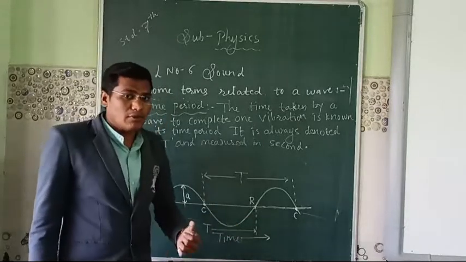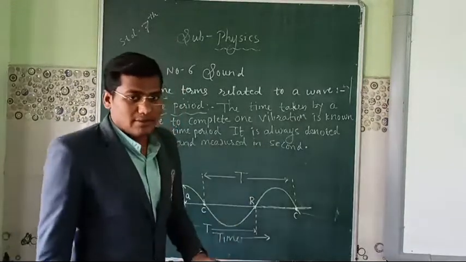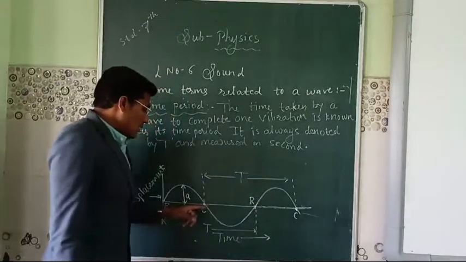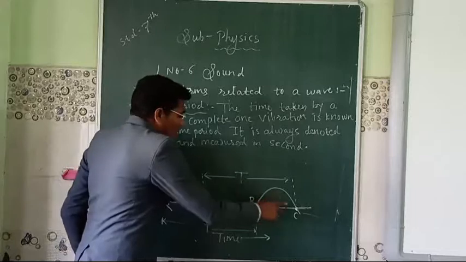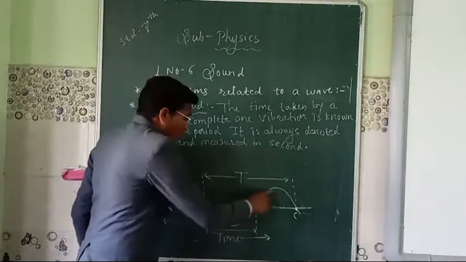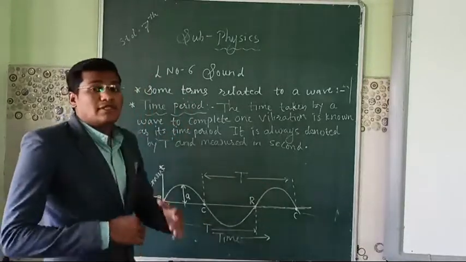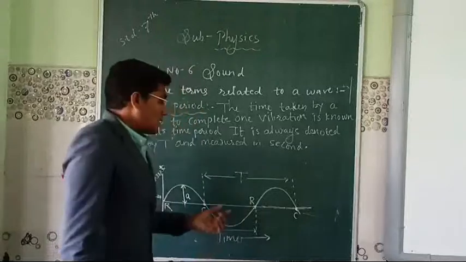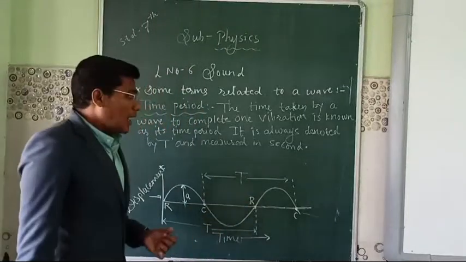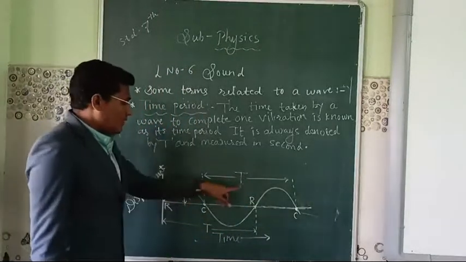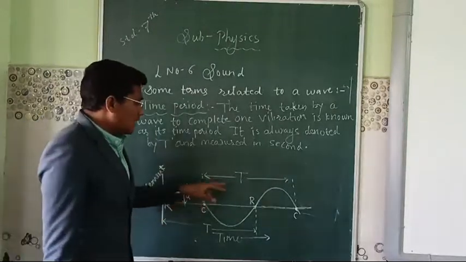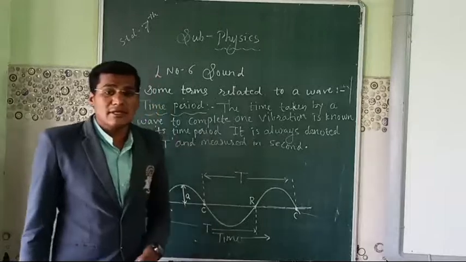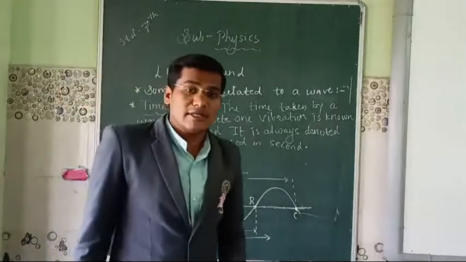It is nothing but one wave and one vibration, and that is nothing but a time period. It means that the time taken to complete one full wave or one full vibration is called a time period. It is always denoted by capital T, and it is measured in seconds, because it is a time.